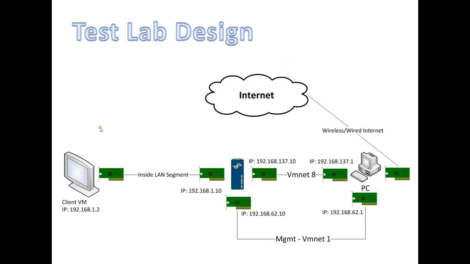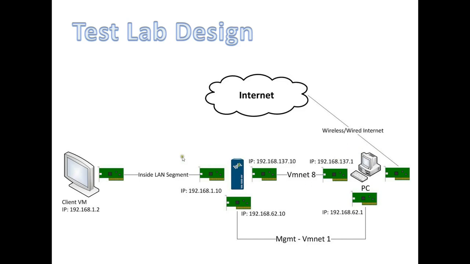So this is basically the design that we need to have for this lab. It's a pretty simple design. All we need is just a virtual edition Palo Alto Firewall and a client virtual machine, and this is going to be your PC or laptop, whatever you're using. Your PC or laptop obviously needs to have a wireless or wired internet connection, so you need to have internet access on that machine.